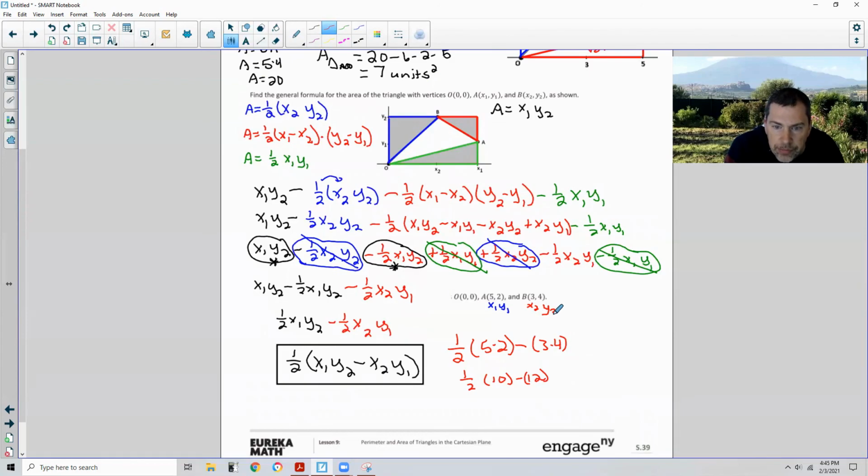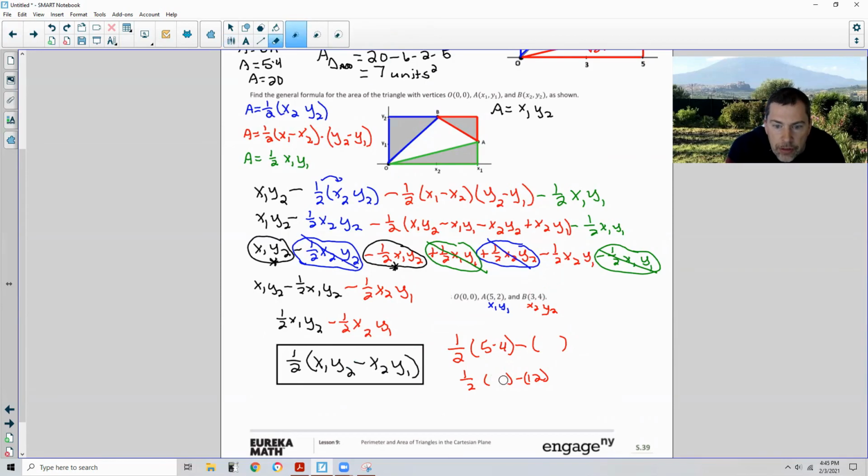Did I do that right? No, I substituted incorrectly. X sub 1 is 5, y sub 2 is 4. I'm sorry about that. It's a confusing concept, and I don't want to make mistakes. I didn't substitute correctly. So substituting it in, x sub 1 is 5, y sub 2 is 4.